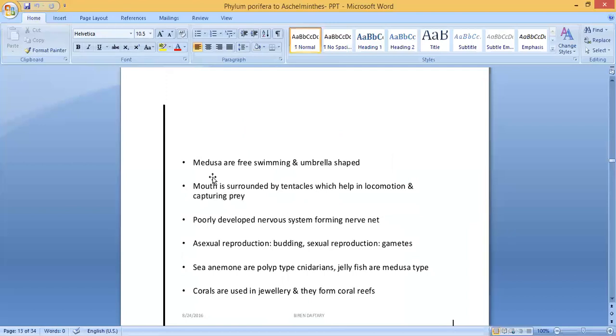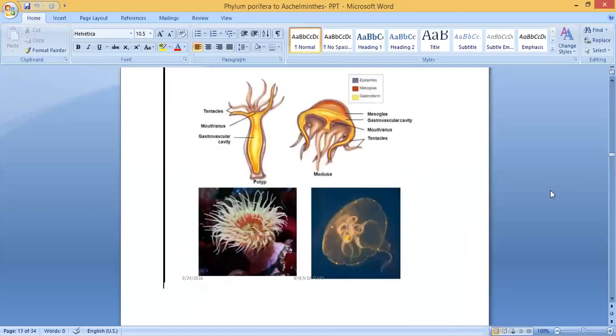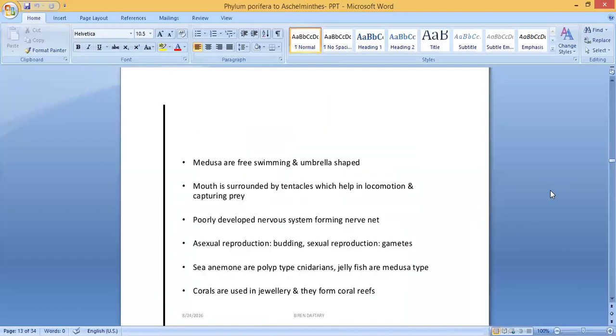Then what is medusa? I already explained the second form. Medusa are free swimming and umbrella shaped. Here you see medusa is free swimming and umbrella shaped. Example, jellyfish. The mouth is surrounded by tentacles which help in locomotion and capturing prey. So what is the function of the tentacles? They help in locomotion and also in capturing prey.